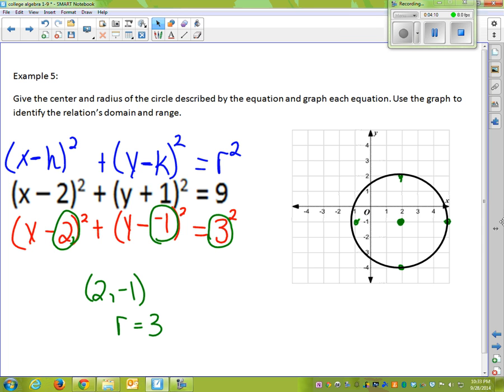One shortcut on these problems, if you noticed when we found our center, in the original problem it looked like negative 2, and my center was a positive. Or on the y value it looked like a positive 1, and my center was negative. We're always going to do the opposite of what they give me in the problem.